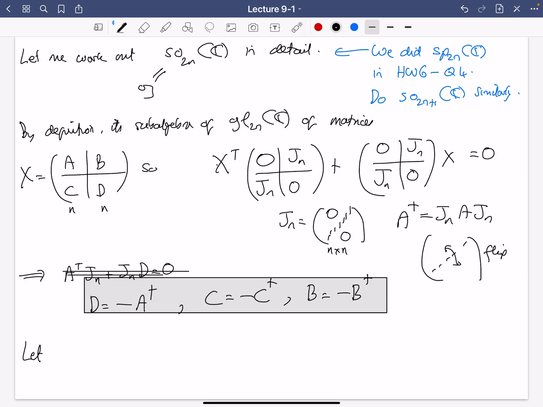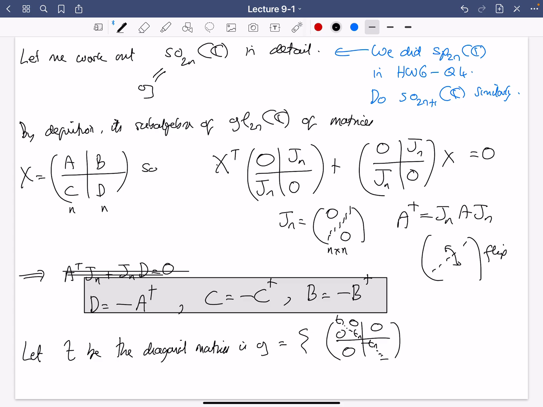And then what you do is you let T be the diagonal matrices in G. You think about that for a second, and you realize that you can have anything you like down the diagonal of the first block. But because D is minus A dagger, you've got to have minus t_n up to minus t_1 in that 2-2 block. So this is an n-dimensional subalgebra. It is clearly toral because these are diagonal matrices, so they're semisimple in the natural representation of this Lie algebra.